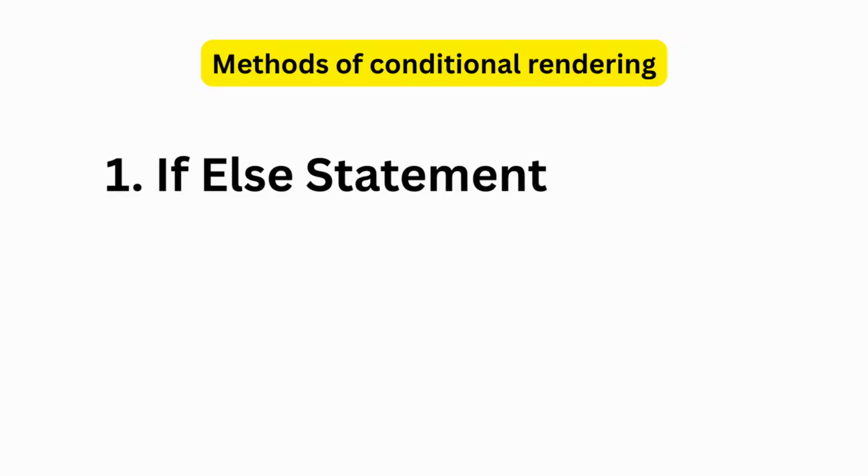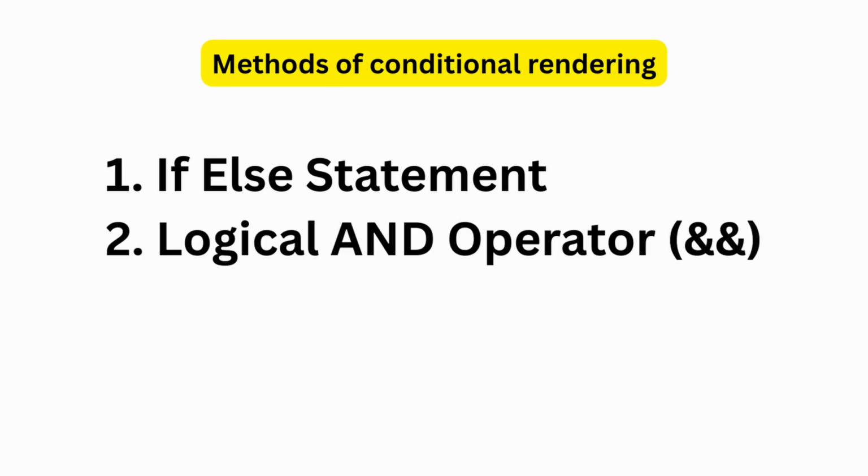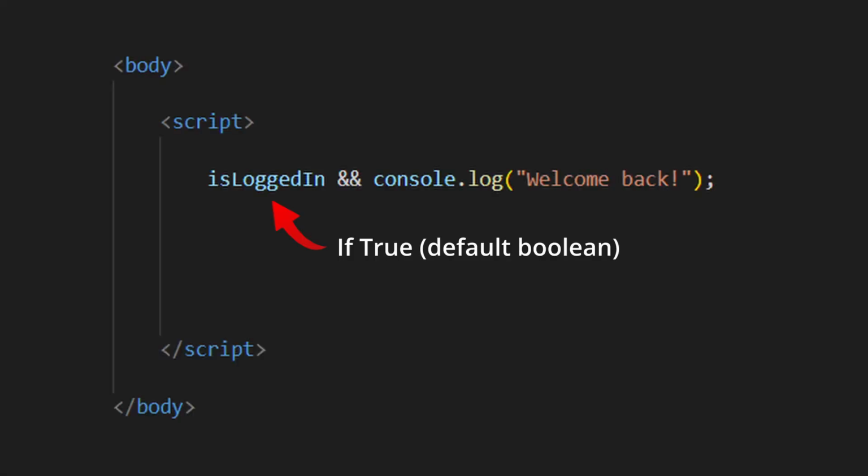The second way of conditional rendering is logical AND operator. There are two methods of using this way. The first is to render something only if a condition is true. For example, this code says if is logged in is equal to true, then the logo will come back. Otherwise do nothing. It skips the else part.